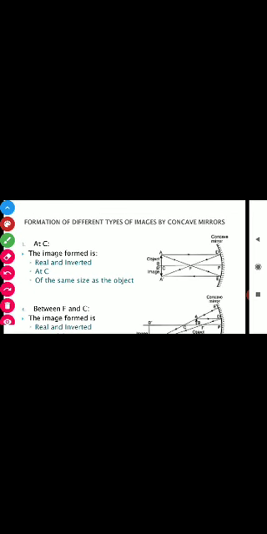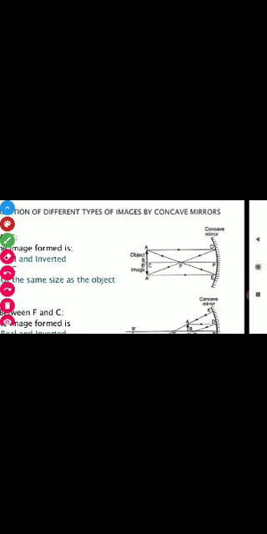Next we have the next case, when the object is at C. This is our next case, that when our object is at C. Let's look at the diagram of this case, the direct diagram. Okay, see the diagram. Now see here students, if you see the diagram, then where is the object placed? Object is placed at C.